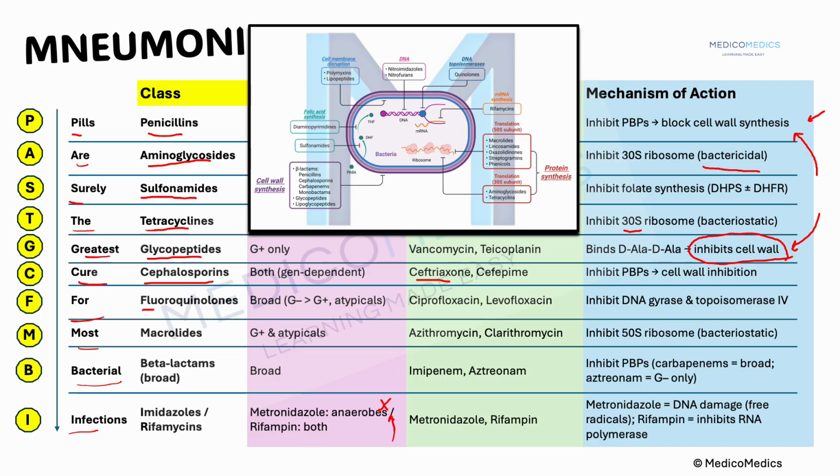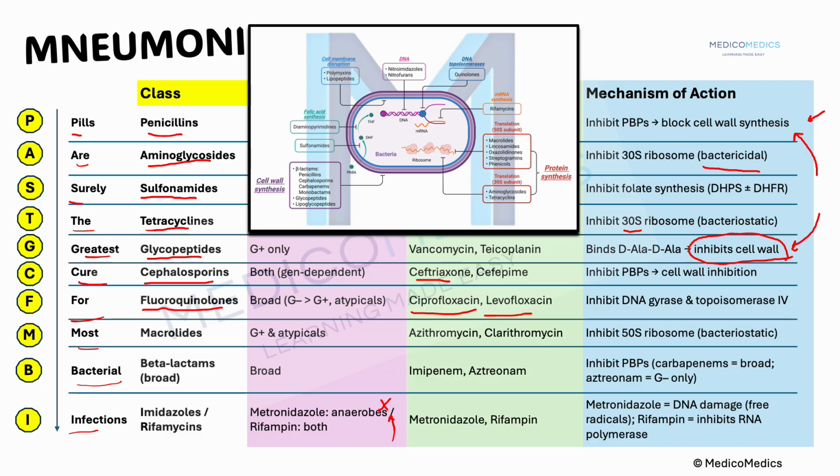Now, continuing on, we have our fluoroquinolones. See, fluoroquinolones hit the core. They hit DNA replication. Drugs like ciprofloxacin and levofloxacin inhibit DNA gyrase and topoisomerase 4, the enzymes needed to coil and uncoil DNA. Without them, the strands tangle and snap, like trying to unzip a knotted rope.